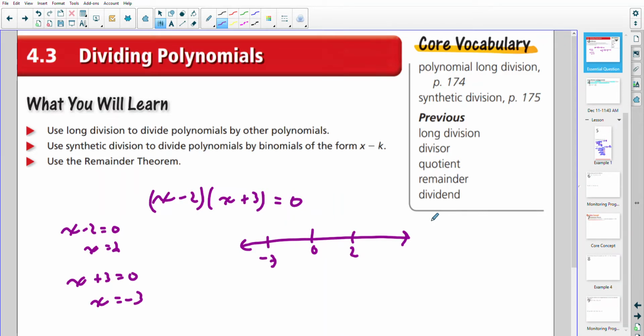Dividing polynomials, section 4.3, focusing on synthetic division. Synthetic division is a shortcut to long division. Also, we're going to talk about the remainder theorem.